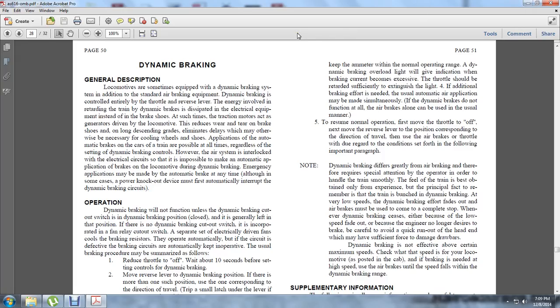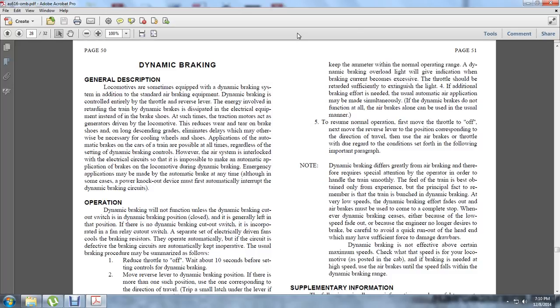Dynamic braking. General description. The locomotive is sometimes equipped with a dynamic braking system. Additional to the standard air braking system, dynamic braking is controlled entirely by the throttle and reverse. The energy involved in retarding the train is dissipated in the dynamic brakes through the electrical equipment instead of the brake shoe. At such time, the traction motor acts as a generator driven by the locomotive, to reduce the wear and tear of the brake shoes.